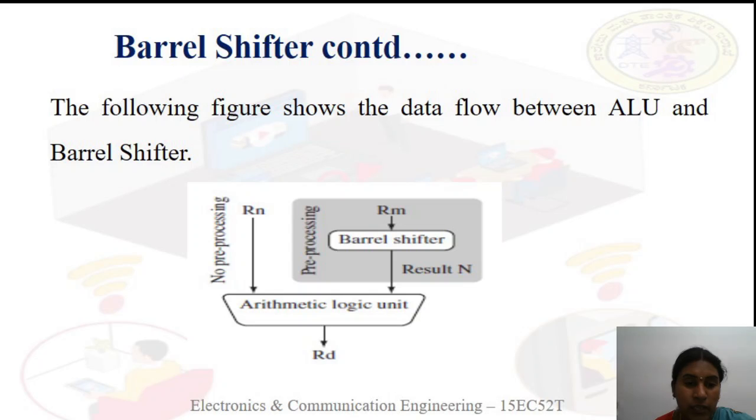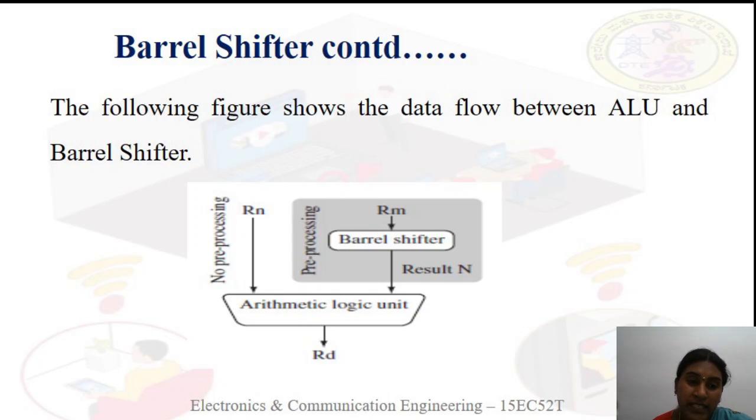This is the ALU, arithmetic logic unit. In this, all arithmetic and logical operations will be performed. To do arithmetic and logic operations, we have to give data, right? So two data you have to give. The one data will be from the register Rn and another data will be from the register Rm.